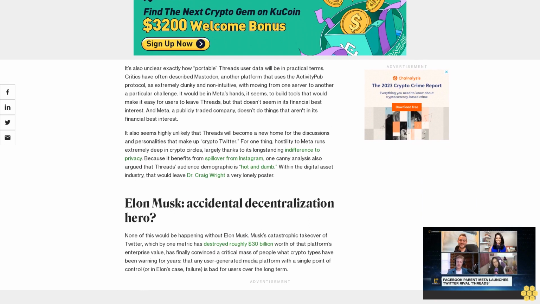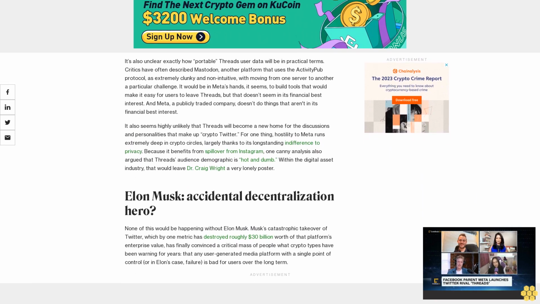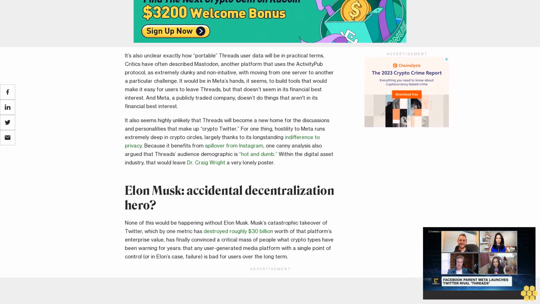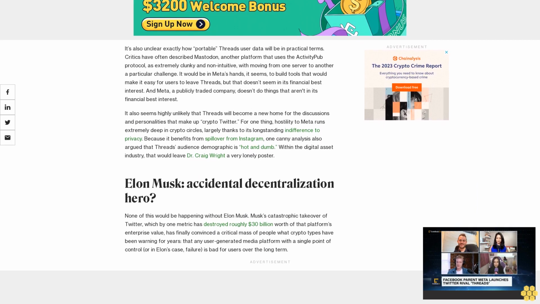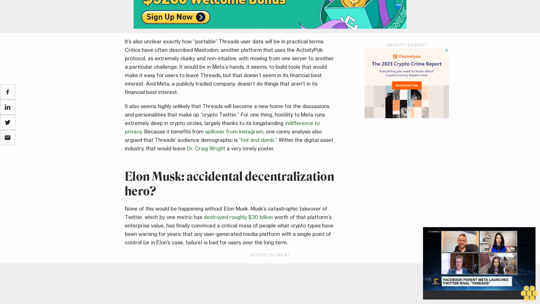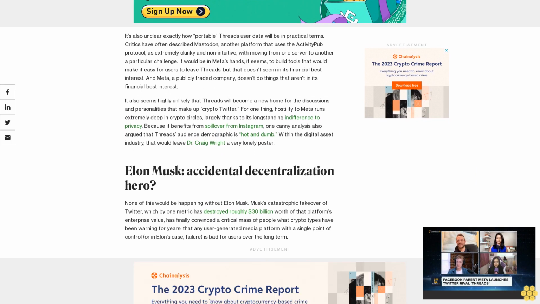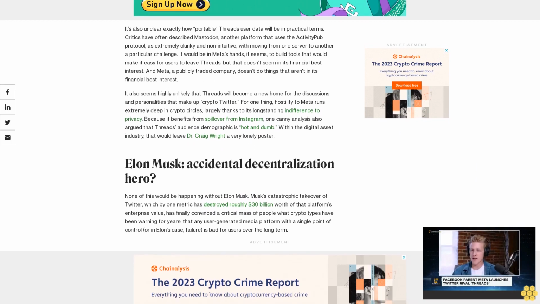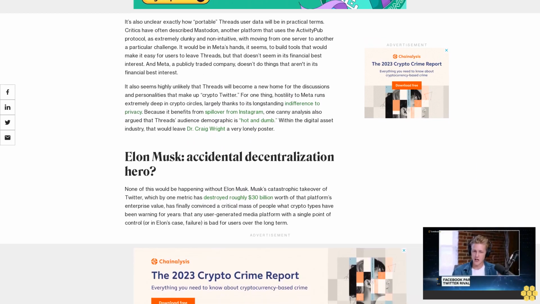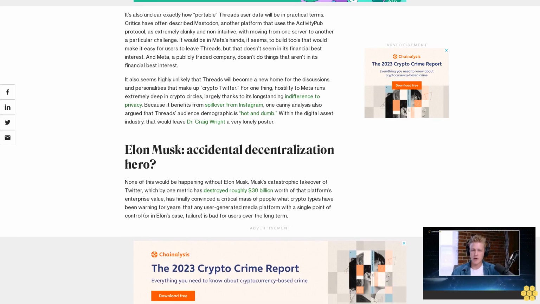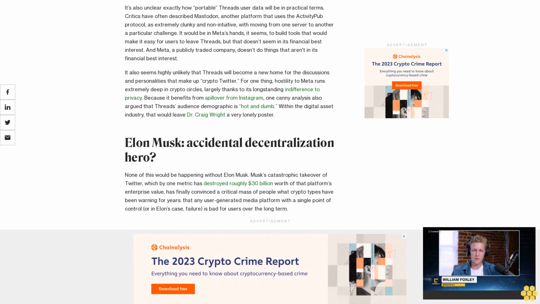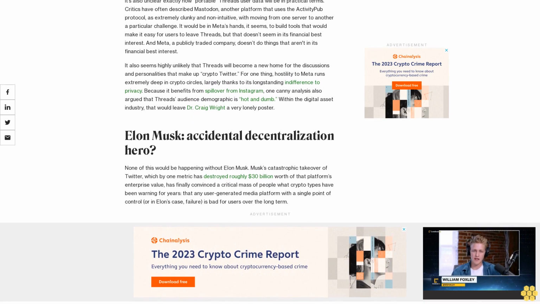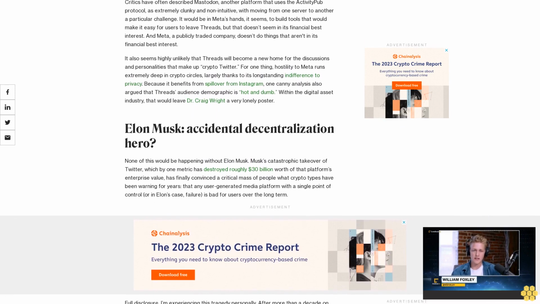Elon Musk, accidental decentralization hero. None of this would be happening without Elon Musk. Musk's catastrophic takeover of Twitter, which by one metric has destroyed roughly $30 billion worth of that platform's enterprise value, has finally convinced a critical mass of people what crypto types have been warning for years, that any user-generated media platform with a single point of control, or in Elon's case, failure, is bad for users over the long term.